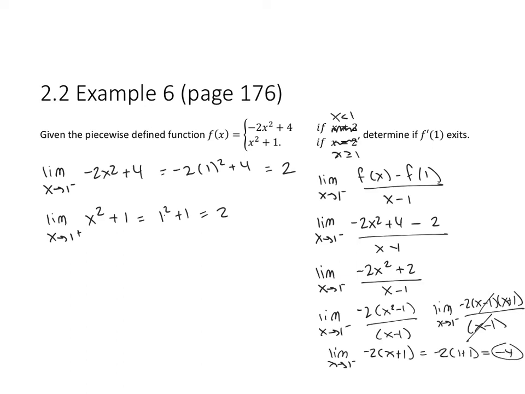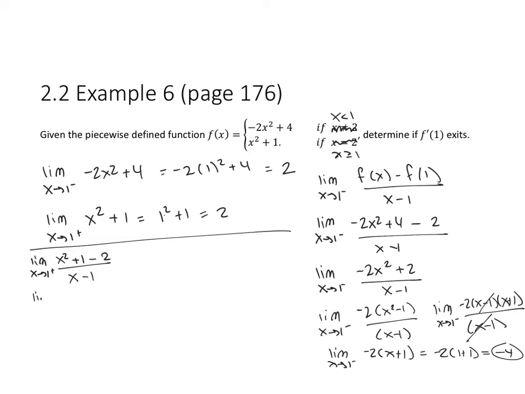So from the left, my limit is negative 4. From the left, my derivative is negative 4. Let's take a look at the limit from the right. The limit as x goes to 1 from the right of f of x minus f of 1. So x squared plus 1 minus, I know that f of 1 is 2, all over x minus 1.